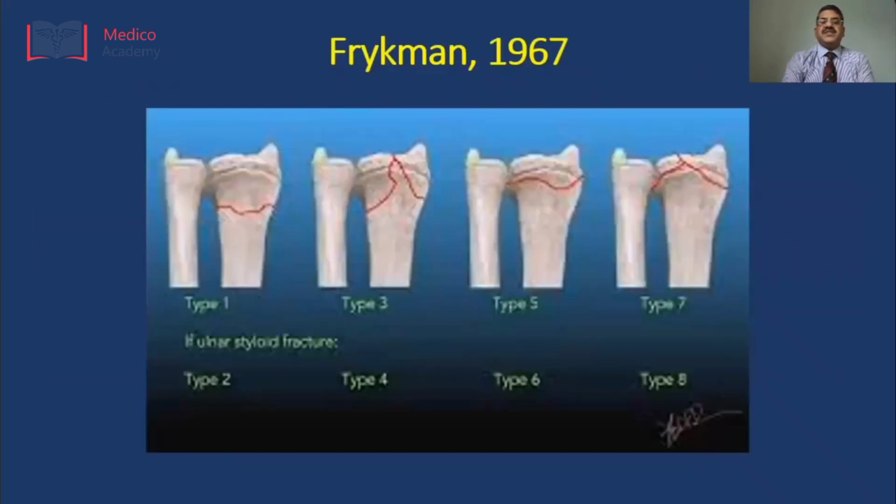The Frykman classification is easy to remember and was described by Frykman in 1967. Basically, it comprises 8 types. The odd number types 1, 3, 5, and 7 represent an extra-articular fracture, an involvement of the radiocarpal joint, an involvement of the radio-ulnar joint, and a combination of the radiocarpal and the radio-ulnar joint. And the even number fractures 2, 4, 6, and 8 represent an added ulnar styloid fracture in combination with the corresponding odd number variant. So, for example, type 2 is a type 1 with an ulnar styloid, type 4 is a type 3 with an ulnar styloid, and so on and so forth.